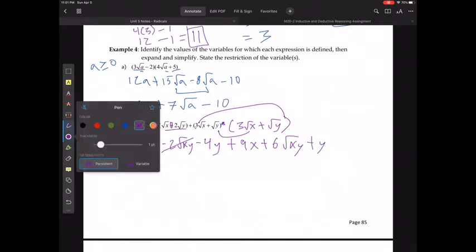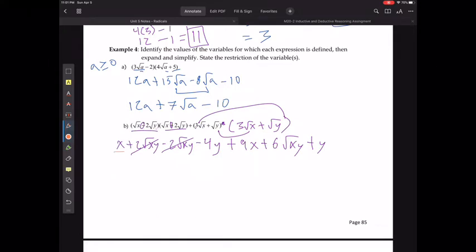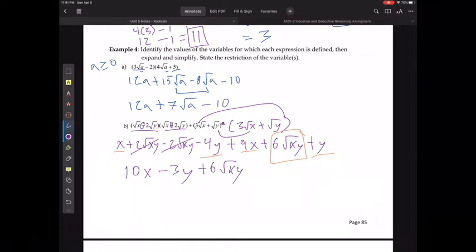Now I'm just going to combine my like terms. I have my x here and my x here. I have my y here and I have my y here. And then this one does not have a like term. So I have 10 x's. I have negative 4 y's and plus 1 y, negative 3 y's. And then I have plus 6 root xy.